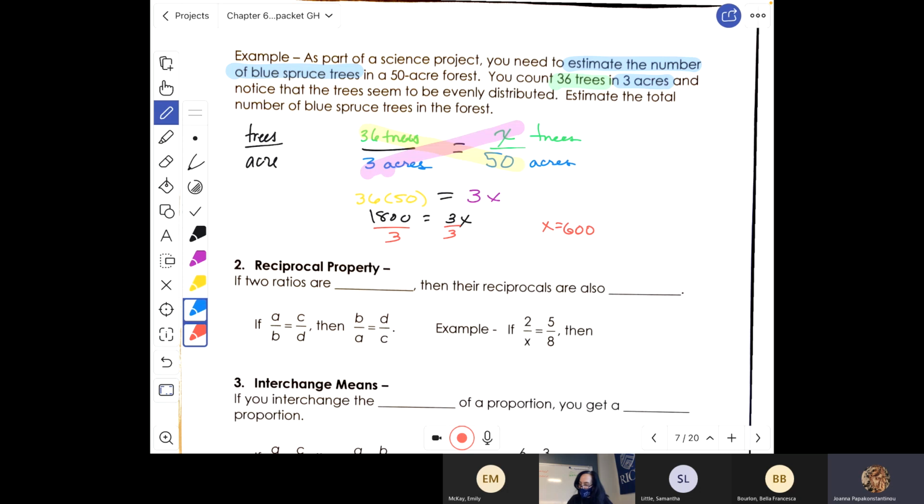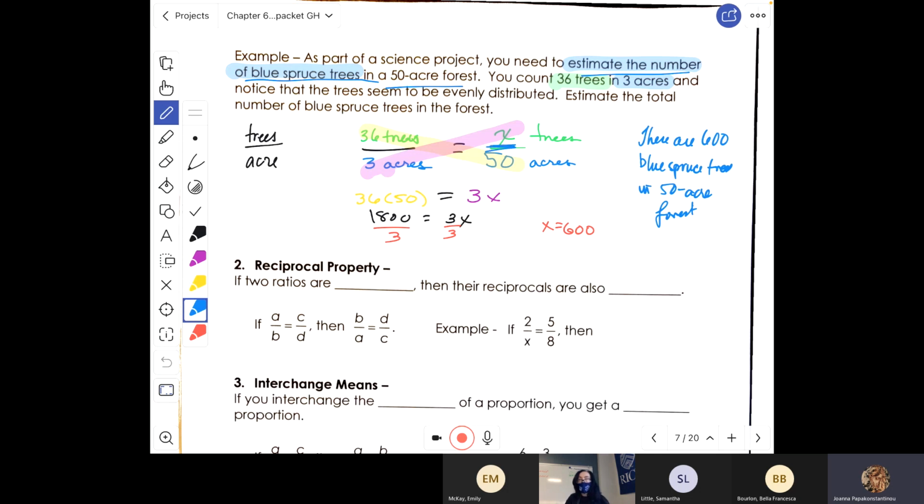Now this is a word problem. So I'm being asked to estimate the number of blue spruce trees in a 50-acre forest. So I would say there are 600 blue spruce trees in a 50-acre forest. Yes, sir. No, isn't it 1,800? There's only X. No, I solved for X.